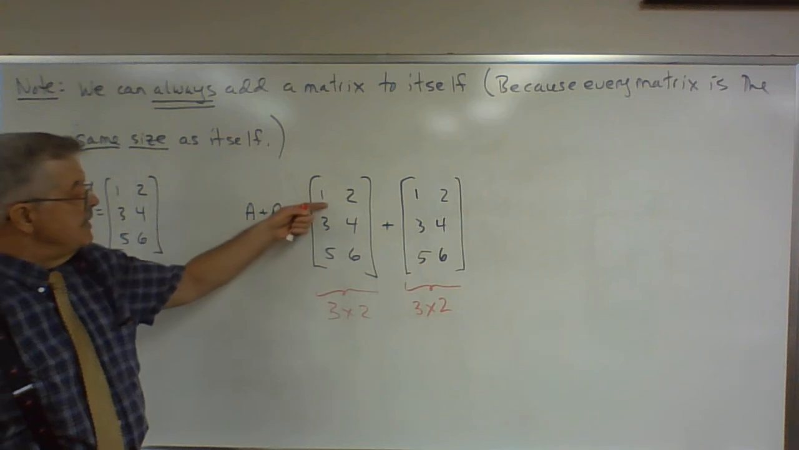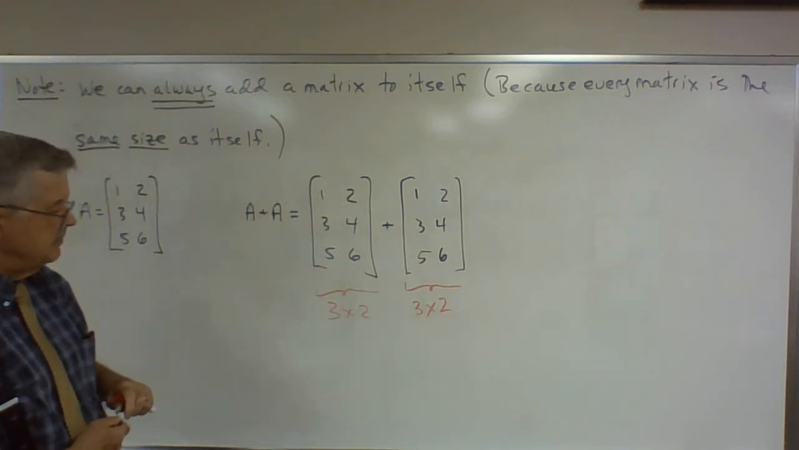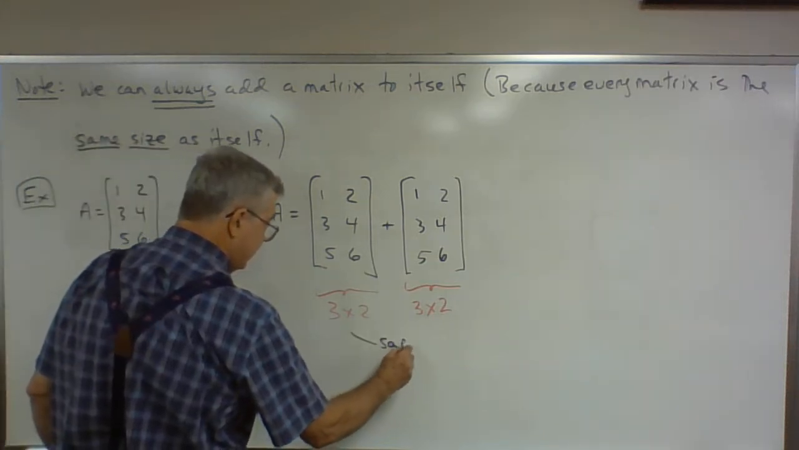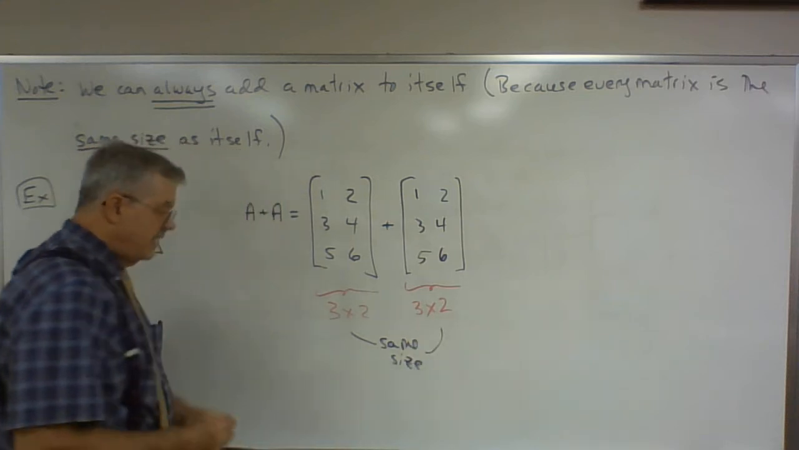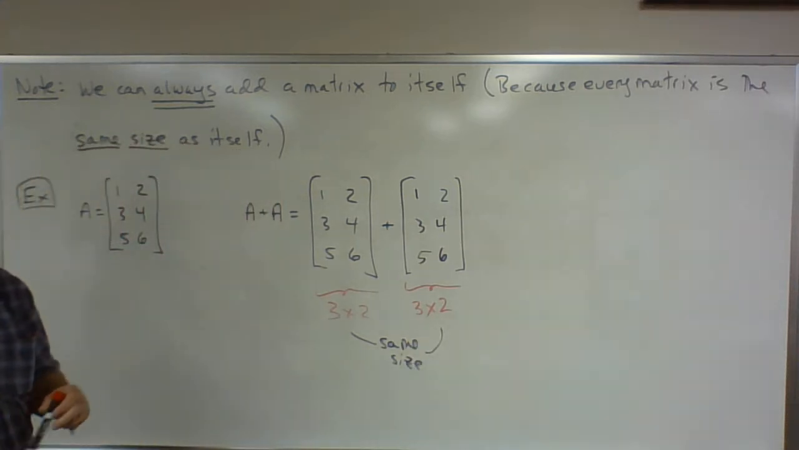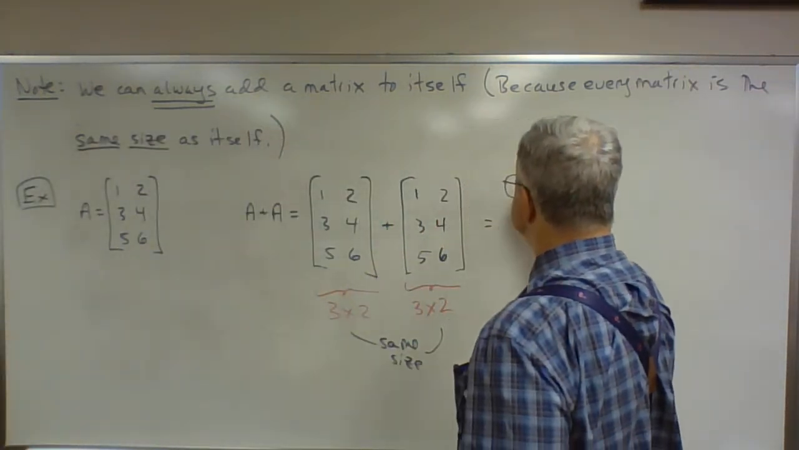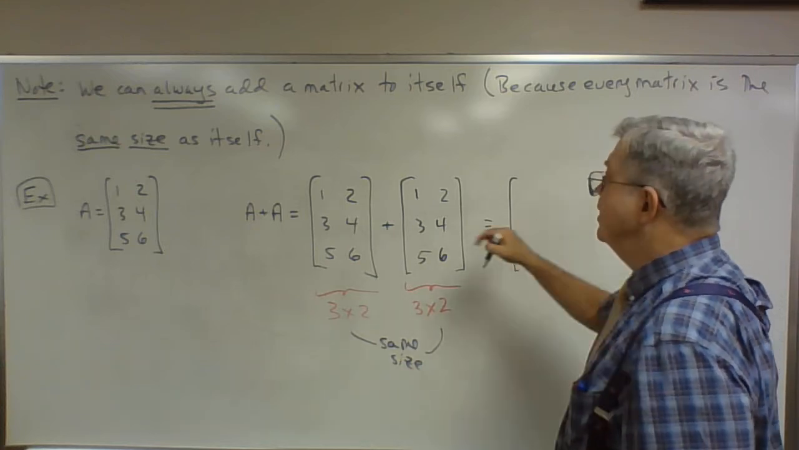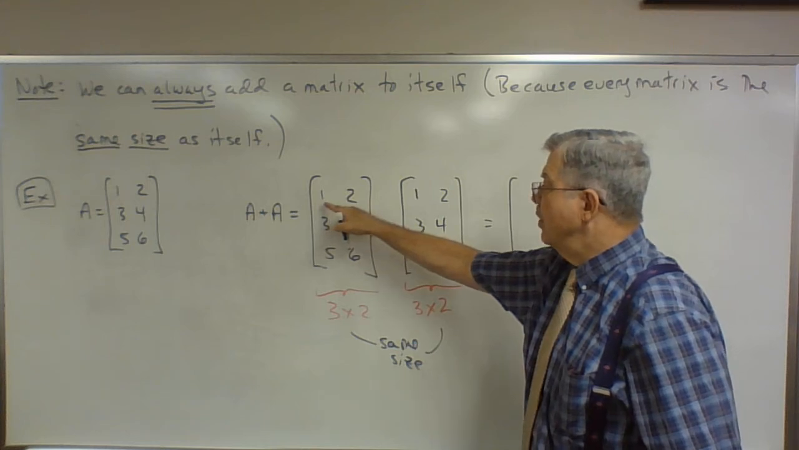A has 3 rows and 2 vertical columns. So yes, A is the same size as itself. We can add A to A. And we take the entries in row 1 and column 1: 1, 1.